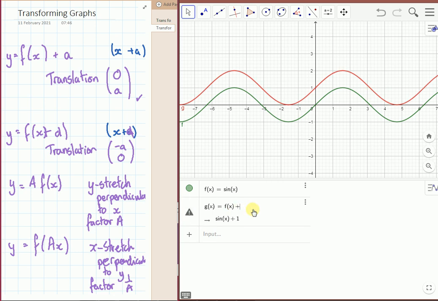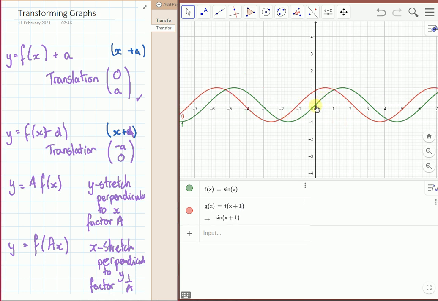If I add 1 to the x values, now notice the scale on here, it's not 360 degrees, it's using a different form of measurement. But what we're expecting to happen now is that point to move back 1 place. So the green point has moved back 1 place. Yes, that worked.